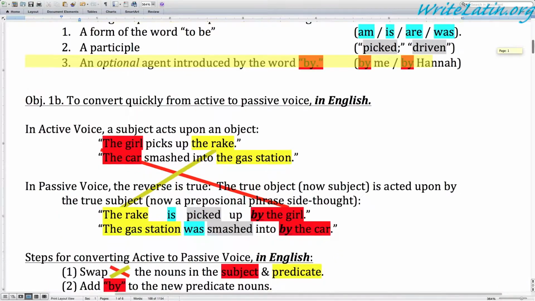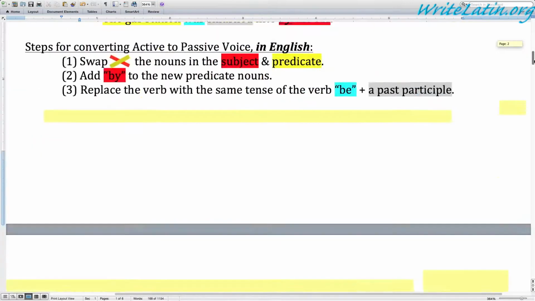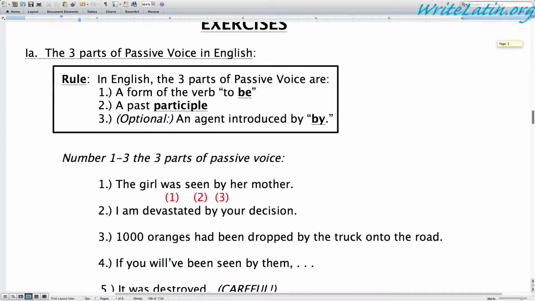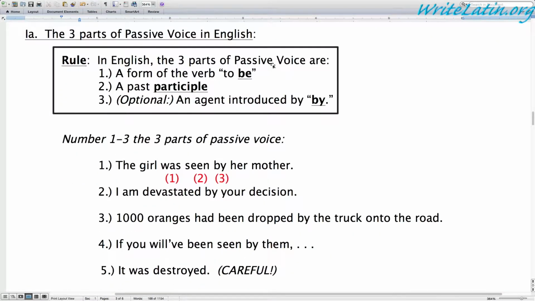Why don't you try some exercises? Let's mark these 3 parts of passive voice in English. Exercises 1a. If you forgot what I just said, the rule is here in the black box. So please number the parts of passive voice 1, 2, or 3. When you find the form of the verb to be, mark a 1. When you find the participle, mark a 2. And when you find the agent introduced by, mark a 3. I did number 1 for you. You try 2 through 5. Stop the video, and in a second I will put up the answers.